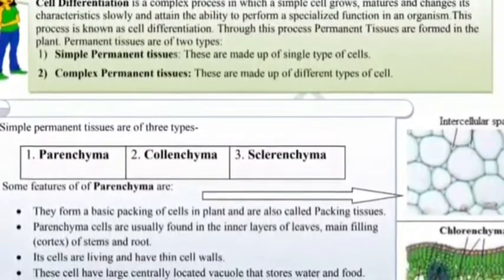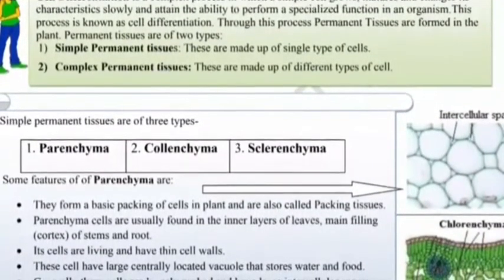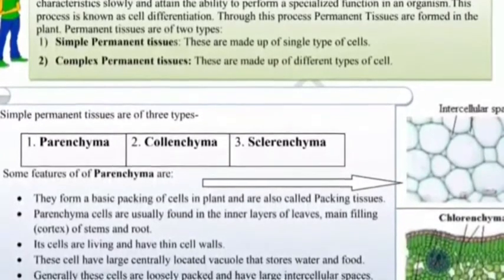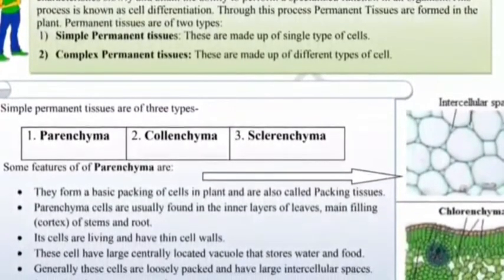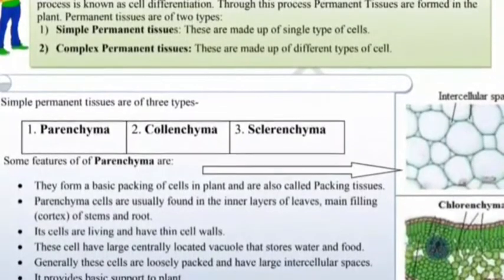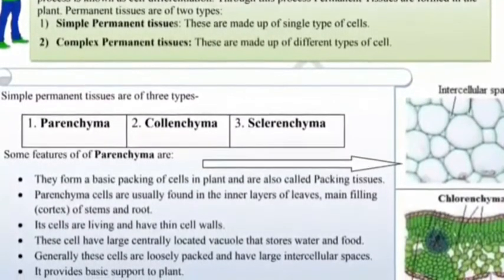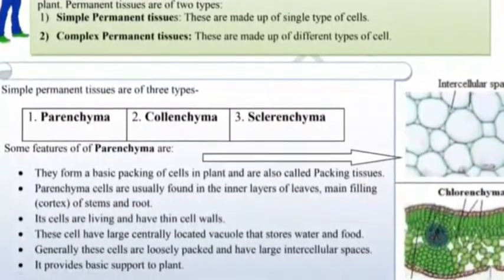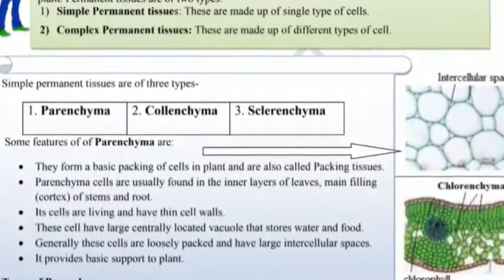Permanent tissues are of two types. Simple permanent tissue, these are made up of single type of cell. Complex permanent tissues, these are made up of different type of cells. Simple permanent tissues are of three types: parenchyma, collenchyma, sclerenchyma.